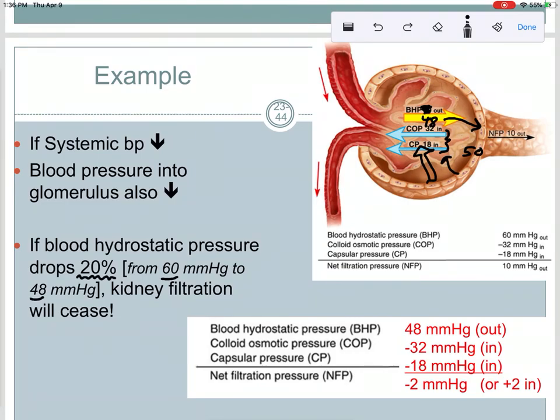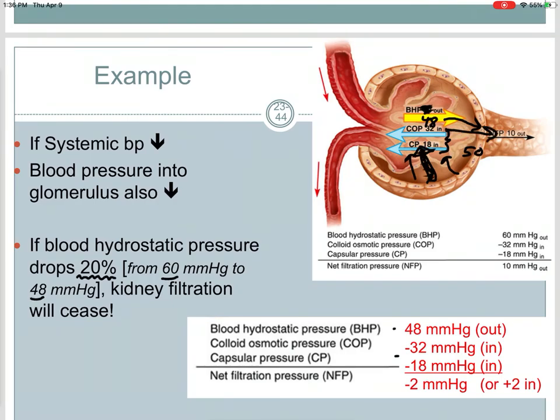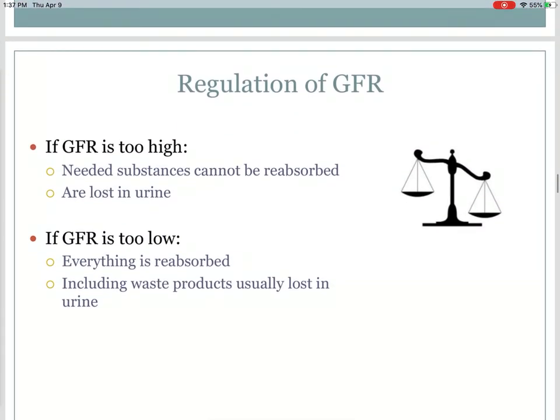And actually the numbers down here show you if this goes to 48, then the opposite comes to about, oh no, that's right, never mind. Yeah, 50. So now we have a net filtration pressure coming in because the osmotic pressure, 50, is greater than the hydrostatic pressure of 48. And if our net pressure is this way, we can no longer filter out in this direction. So that's the scenario we're talking about. Not good. So let's talk about regulation of glomerular filtration rate.